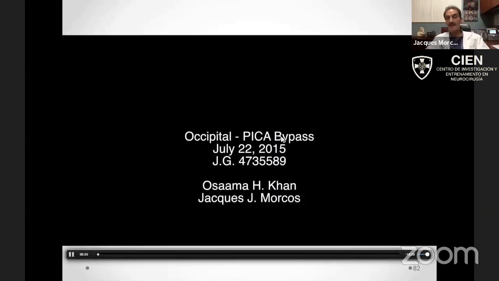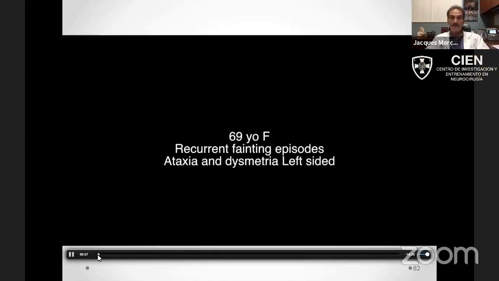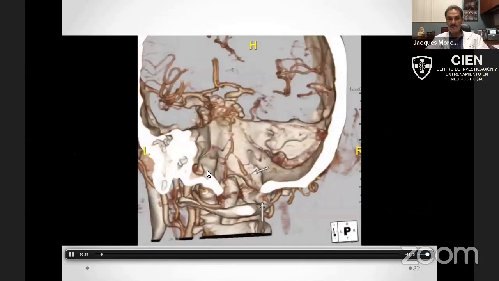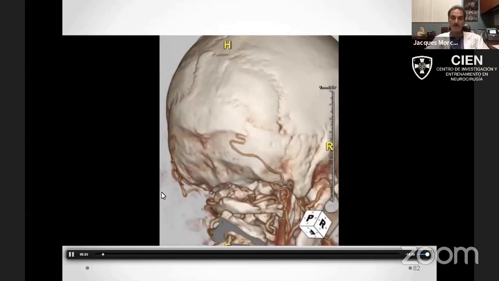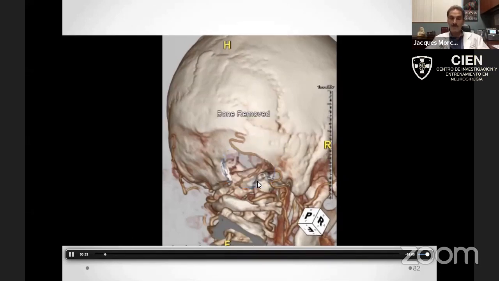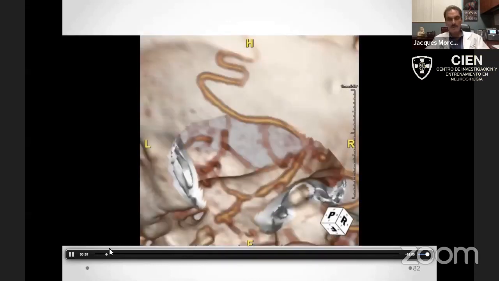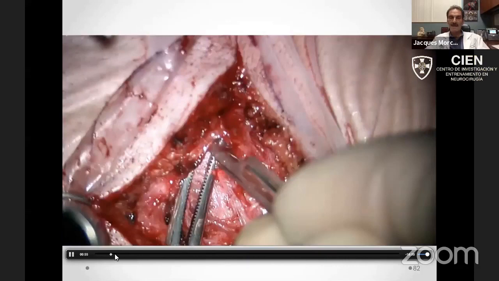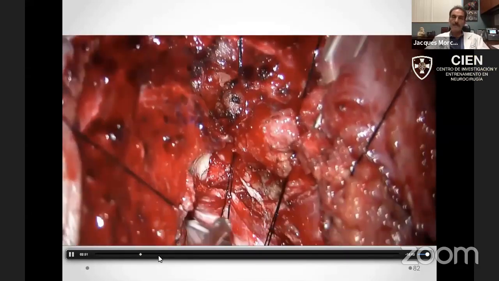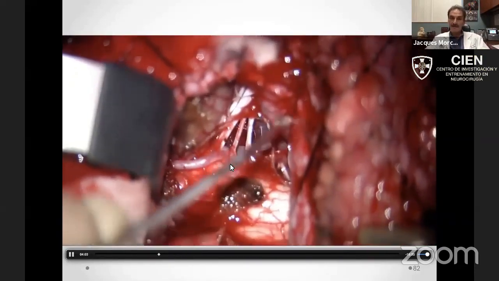I did occipital to PICA bypass on this 69-year-old with multiple, look, he has almost no posterior circulation, multiple TIAs of the posterior circulation. You use the occipital artery, in this case, to go to the PICA through a kind of a far lateral or suboccipital approach to go to the PICA. I don't really have time to show all the details, but here is the PICA. Here are the lower cranial nerves.